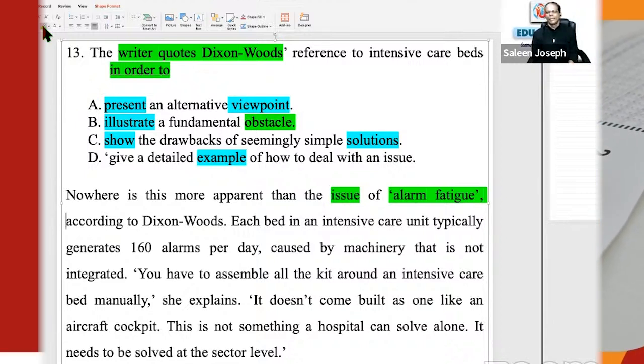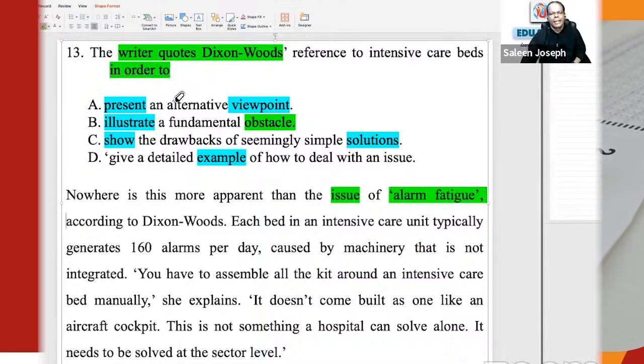Can't it be the answer D? Give a detailed example of how to deal with an issue. Do they give an example, or do they explain? Explain. Are they giving an example about alarm fatigue? Can't it be the example? Which one? Alarm fatigue is the issue, the problem. Issue of alarm fatigue means it is the problem, the name of the problem or obstacle or the issue. That cannot be the example. The example should be something else, right? Okay, thank you.